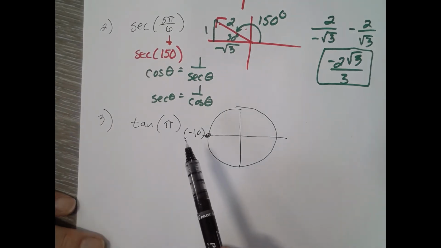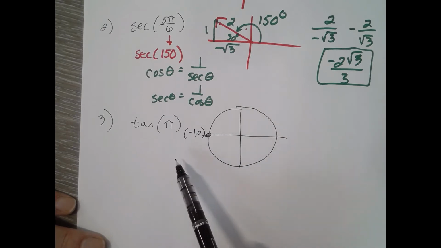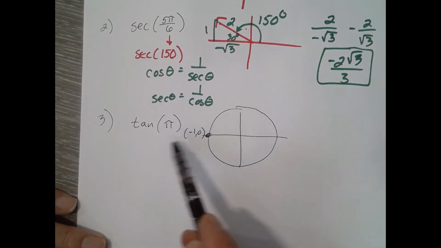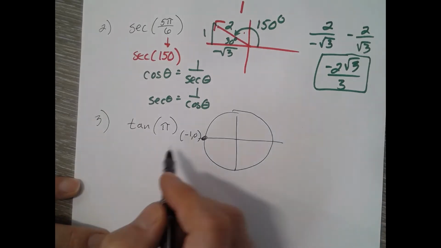Well, if I ask you the cosine of pi, what would that be? Anybody? Negative 1. Very good. Because cosine is the x value. What would the sine of pi be? 0. Okay? So cosine is x, sine is y.